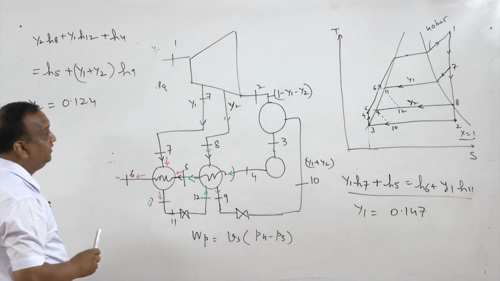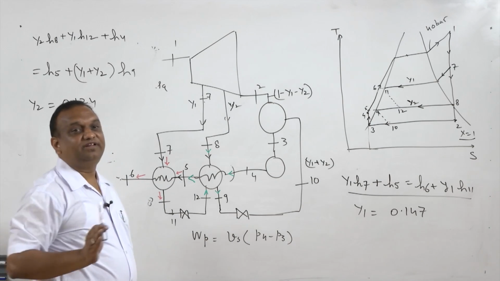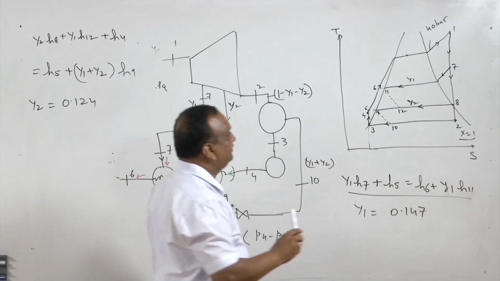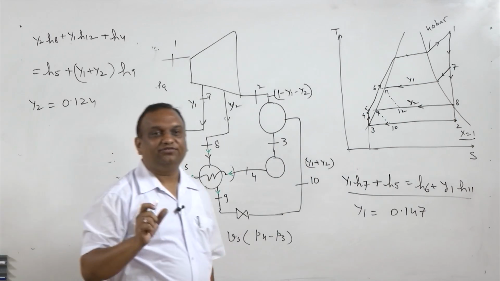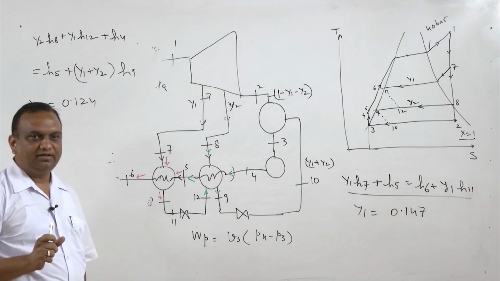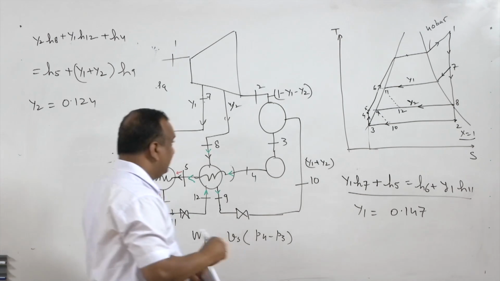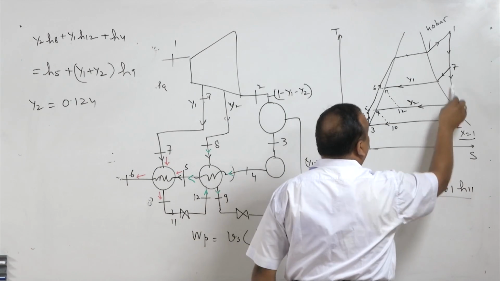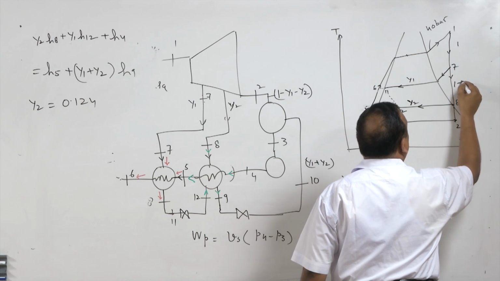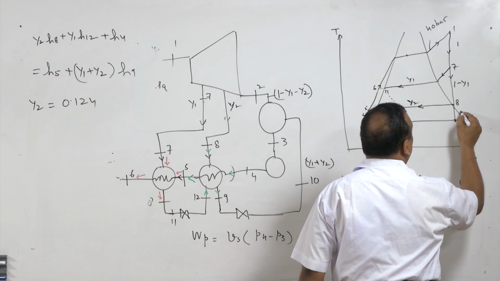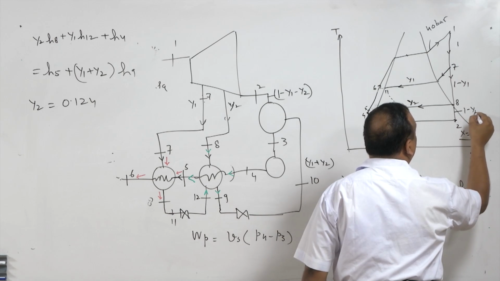Output of the turbine, now we will have to take output in 3 stages. First stage is 1 to 7, where the mass of the steam is 1 kg. Another stage is 7 to 8, here mass of the steam is 1 minus Y1, and 8 to 2, 1 minus Y1 minus Y2.